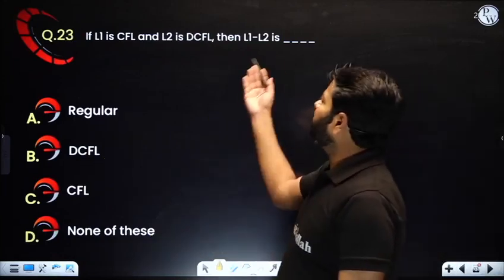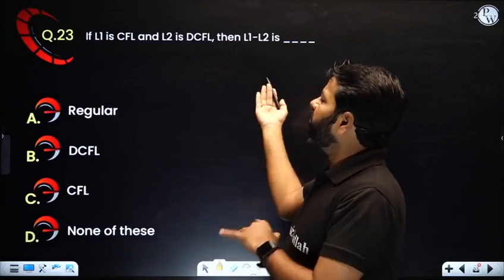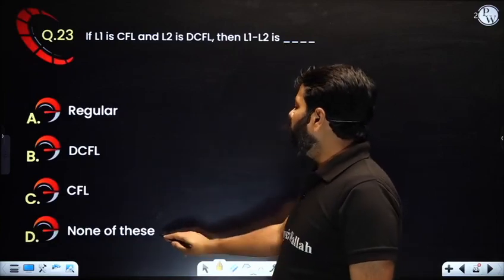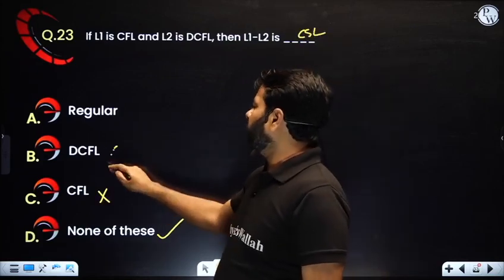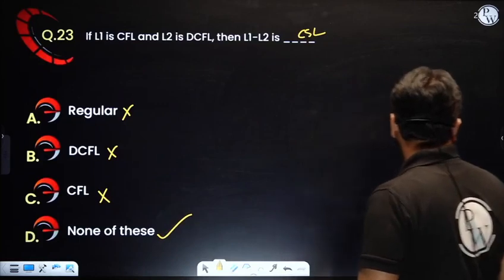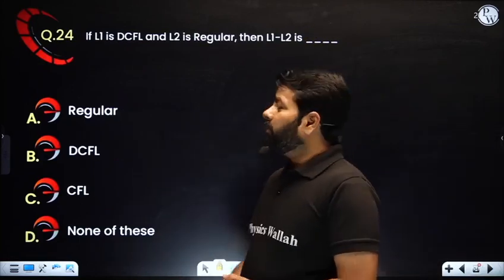What about the CFL minus DCFL? Just now we answered, right? DCFL minus CFL, CFL minus DCFL, both are going to be CSL, context sensitive language. Okay, I am just deleting it. Now this is a different one.